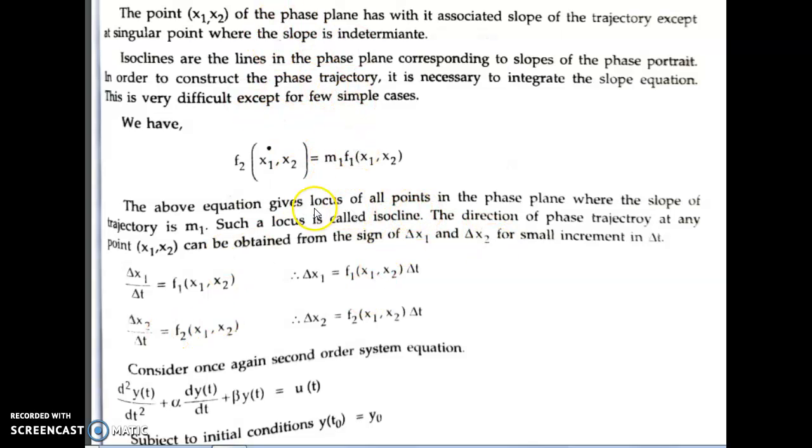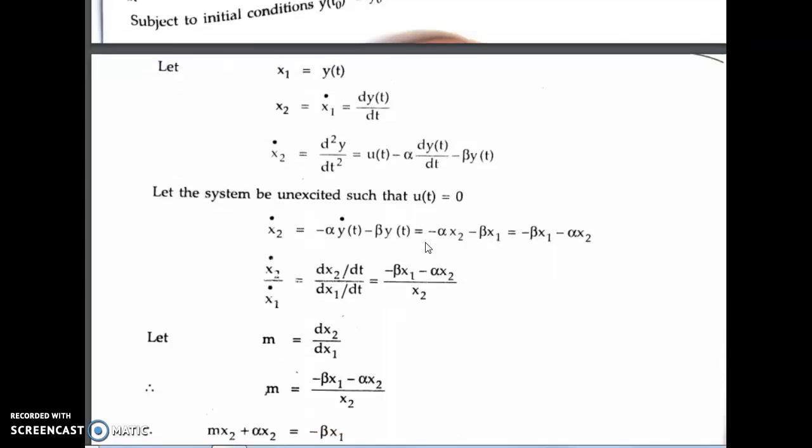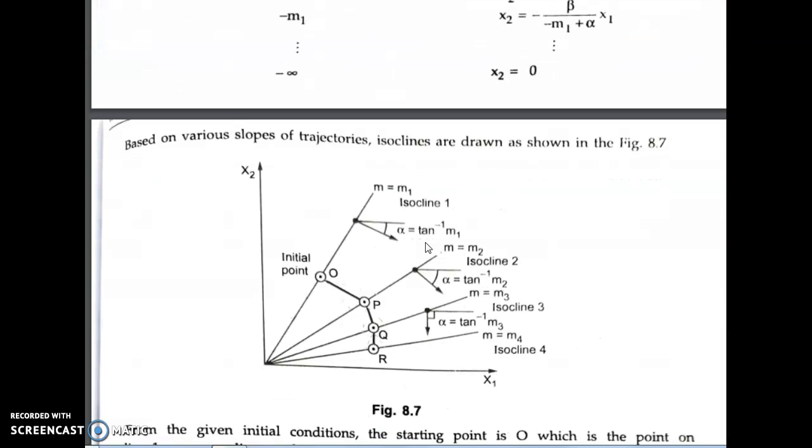This is the slope. For different slopes we will get different isoclines. What is the meaning of isocline? Just see this graph and you will get a clear picture of the word isocline. The isoclines are nothing but lines in the phase plane. The total graph is the phase plane, with x1 as one axis and x2 as the other axis. This is your phase plane.